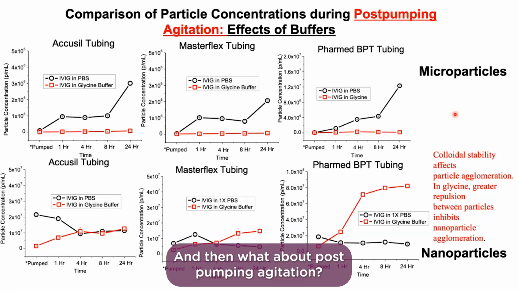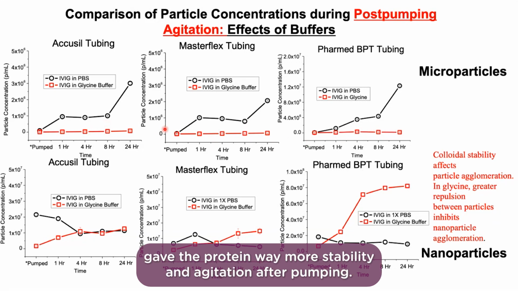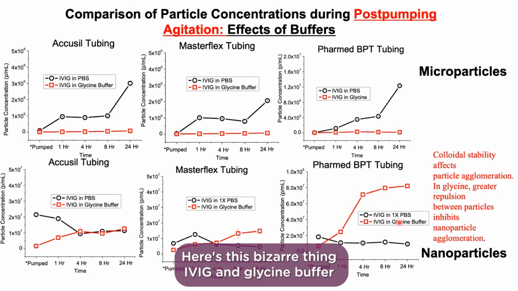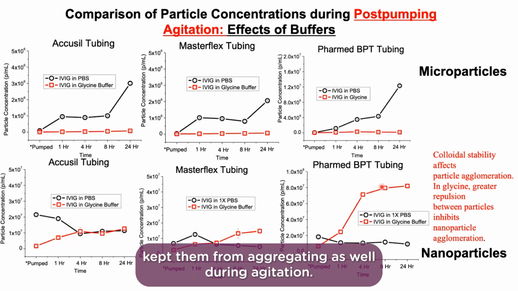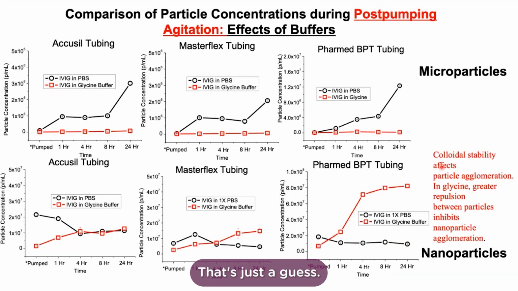And then what about post-pumping agitation? Well, for microparticles in general, glycine buffer gave the protein way more stability in agitation after pumping. But again, with nanoparticles, here's this bizarre thing. IVIG and glycine buffer, agitation caused a big increase in nanoparticles. We're guessing that's because colloidal repulsion between nanoparticles kept them from aggregating as well during agitation than nanoparticles would do in PBS. And that's just a guess.